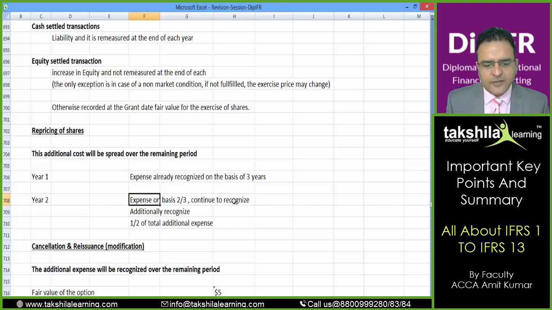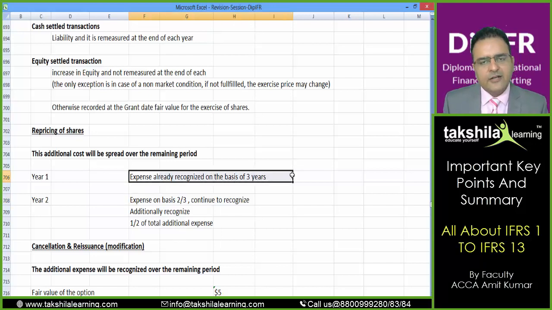So this additional expense will be recognized over the remaining period. They will not make any bifurcation in the first year and recognize the second year whenever this repricing is done. Whatever they were recognizing till date of their previous commitment was being recognized over the initial period decided. But if they do a repricing, they agree to bear additional cost. This additional cost will be borne over the remaining period.